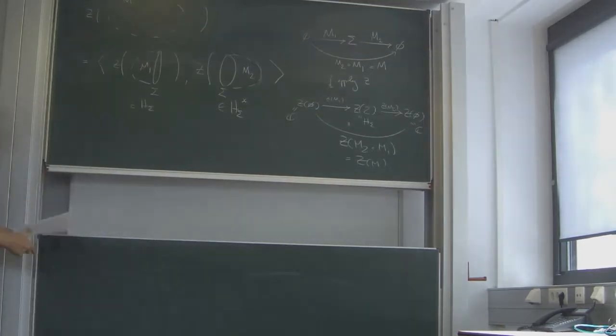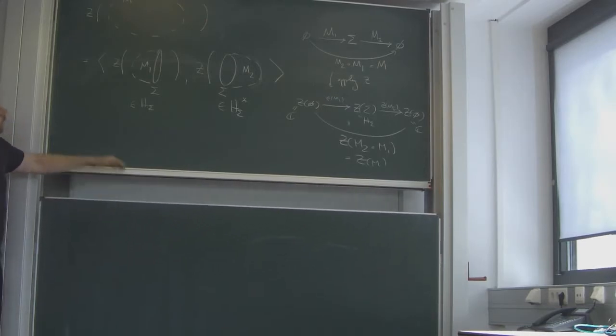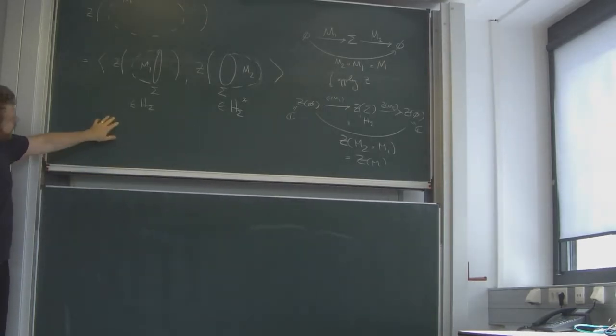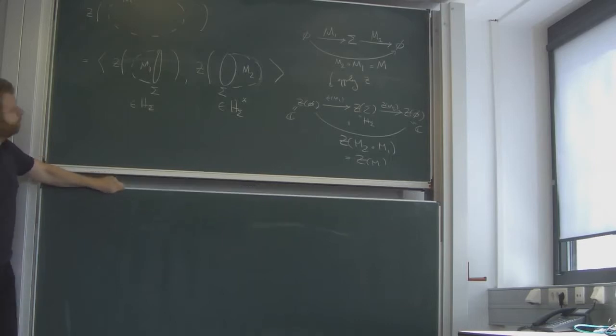So these are some examples of properties one by one in the TQFT, and how they come out in a path integral approach and how they come out of the definition.